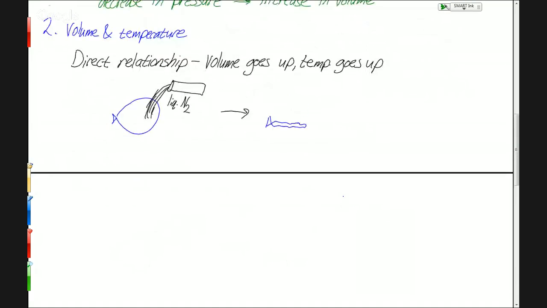All right, so that law is called Charles' law, showing that relationship between volume and temperature. So you can take a look at that. Sure.